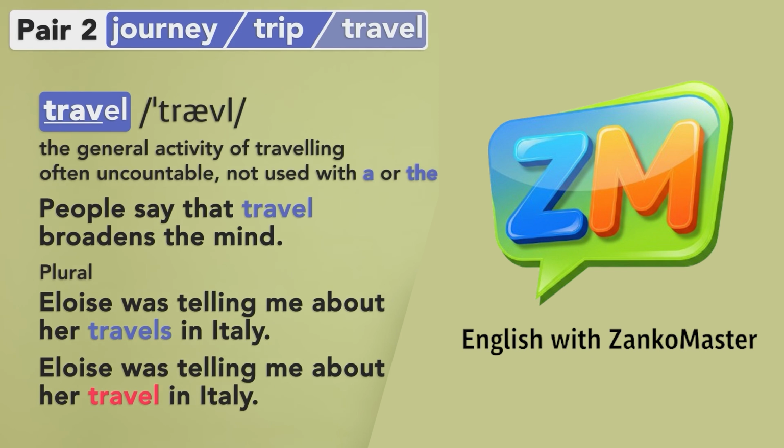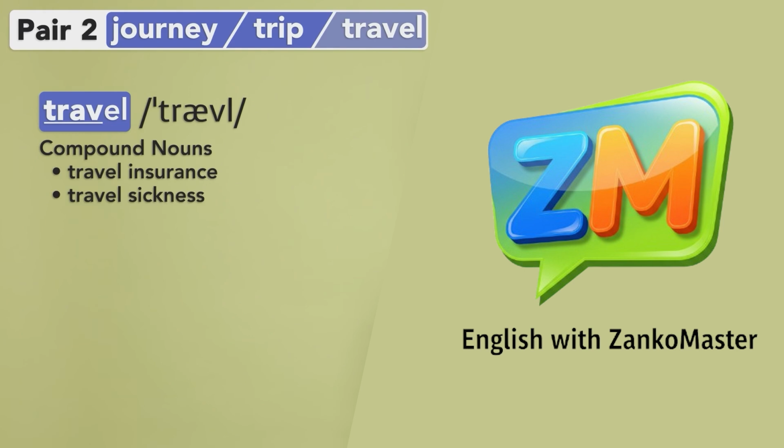I can't say a travel. An example. People say that travel broadens the mind. It can also be used in the plural. For example, Eloise was telling me about her travels in Italy. This implies a variety of places and experiences. We can't say that sentence in the singular. It would not be correct to say, Eloise was telling me about her travel. Lastly, you will hear travel used in many compound nouns, like travel insurance or travel sickness.